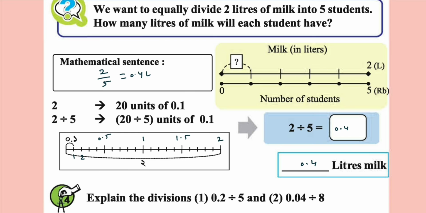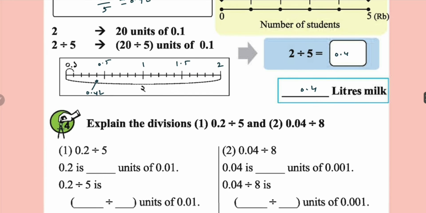Is it right? 1, 2, 3, 4, 5, 5, 10, 15, 20. Total you have 20 units. 20 units of 0.1. So this must be at 4th unit. This is 0.4. Okay. So that is where you will get your answer.